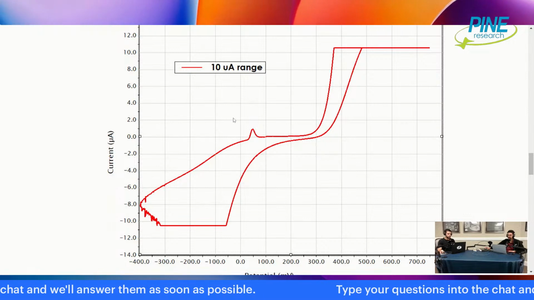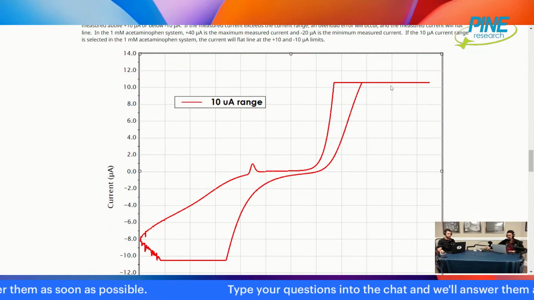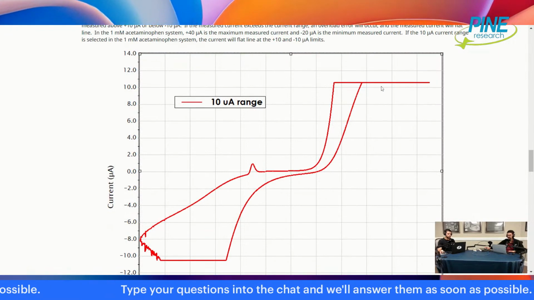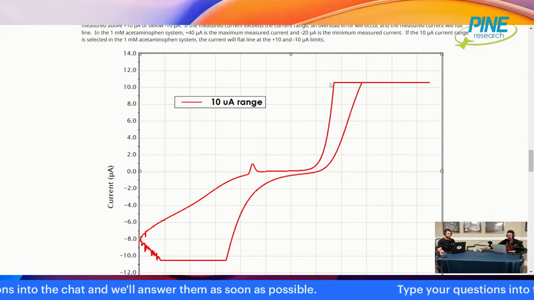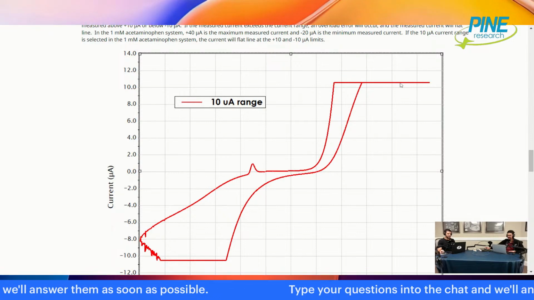Now, if I pick a range that's too small, you will cut off your voltammogram. You'll get a duck with a head that's cut off, and you'll just get a flat line. That's just a crime.